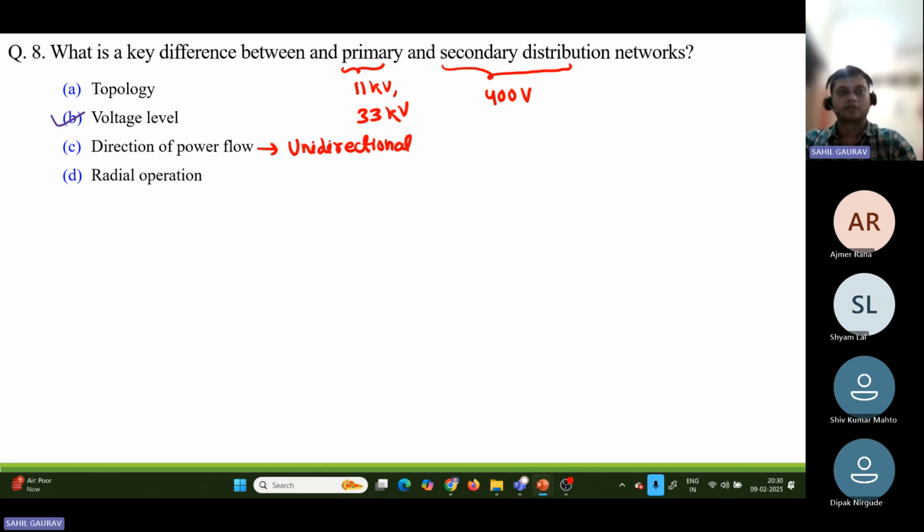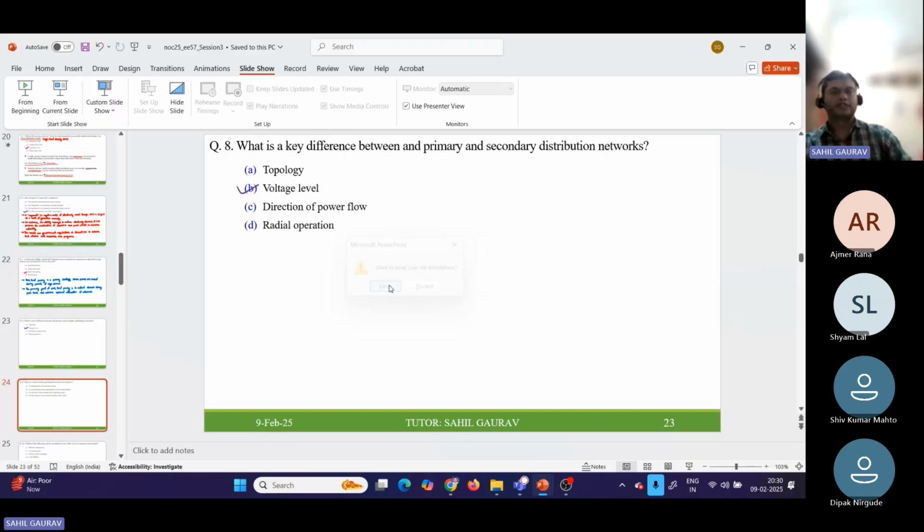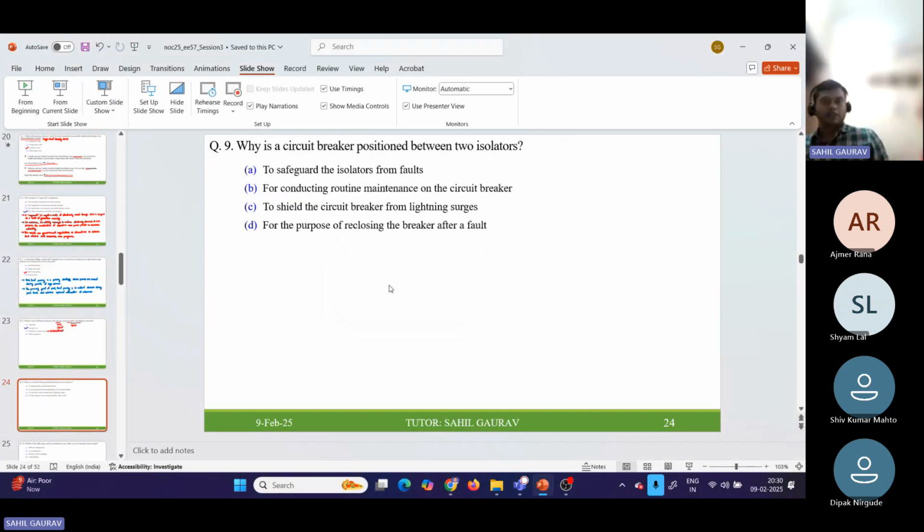Coming to the next problem. Why is a circuit breaker positioned between two isolators? The options are to safeguard the isolator from faults, for conducting routine maintenance on the circuit breakers, to shield the circuit breaker from lightning surges, and D option is for the purpose of reclosing the breaker after a fault.